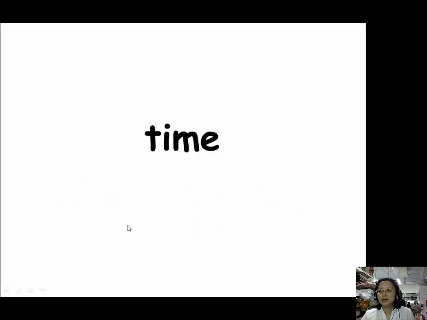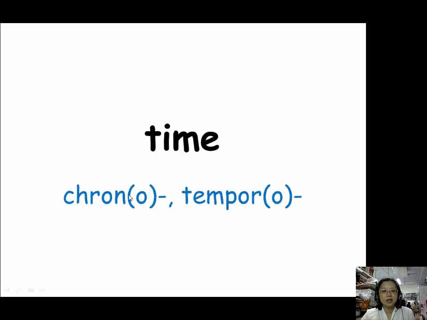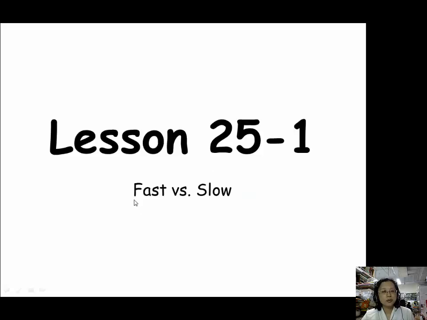For time, when we want to describe things that are related to time, we could use chrono, C-H-R-O-N-O, or temporo, T-E-M-P-O-R-O. Now let's proceed to the first part of lesson 25.